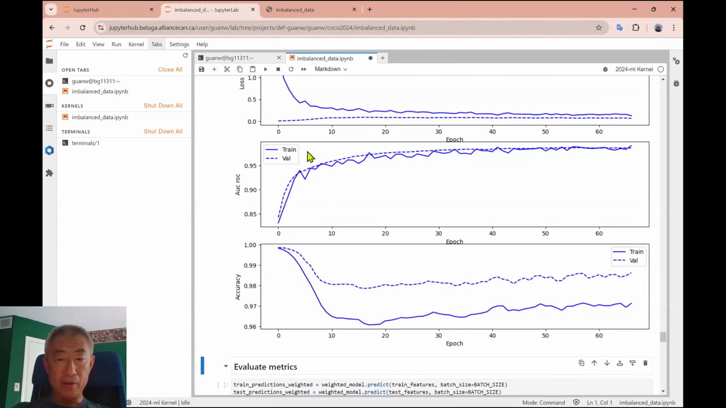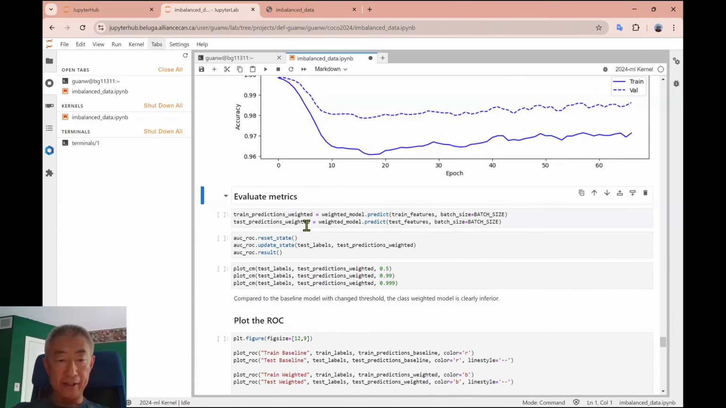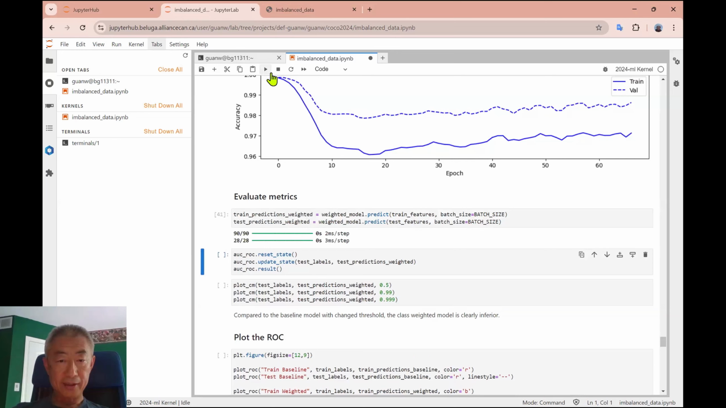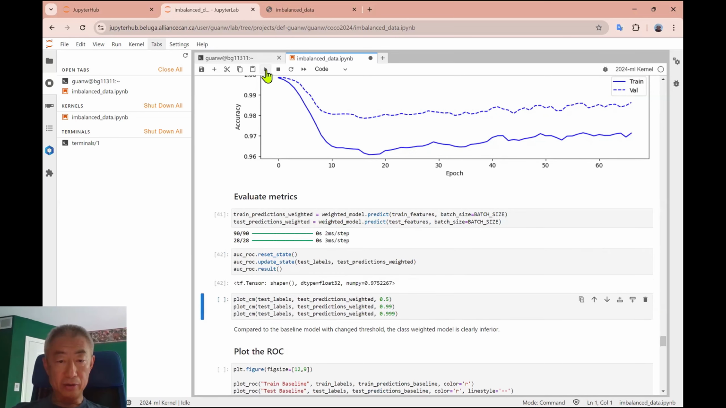And then we are gonna evaluate it on the test data. And we see that when we evaluate the area under the curve on the test data, we got a result of 0.98.